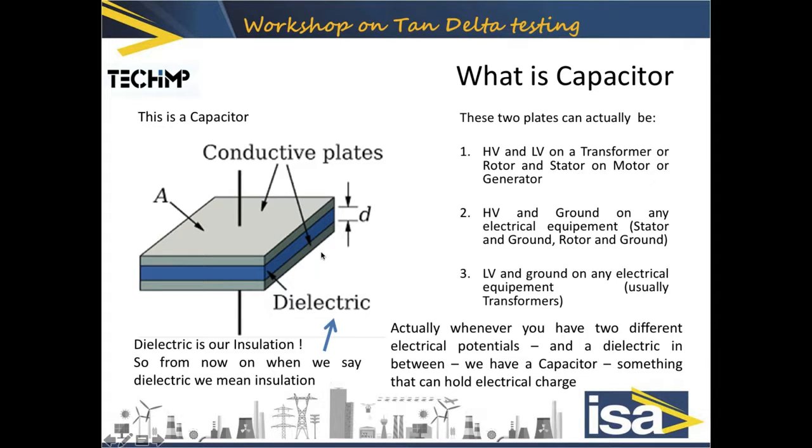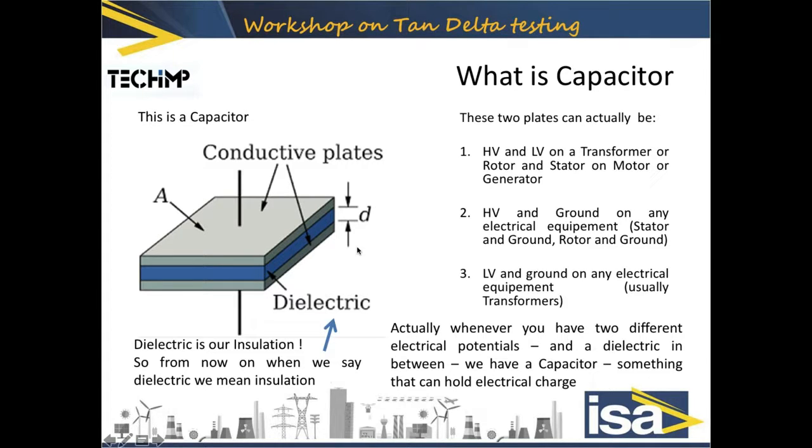So as you can see, the reason why we model the insulation with a capacitance is that if you put two different potentials close to each other and a dielectric, an insulator, in between, you cannot avoid getting a capacitor, and the capacitor has a certain capacitance. So you can call it a parasitic capacitance. You might not want to have it there, but it is there. It's a physical reality. So if it's a physical reality, let's use it. Let's use it and see how it helps us to determine the state of our insulation.